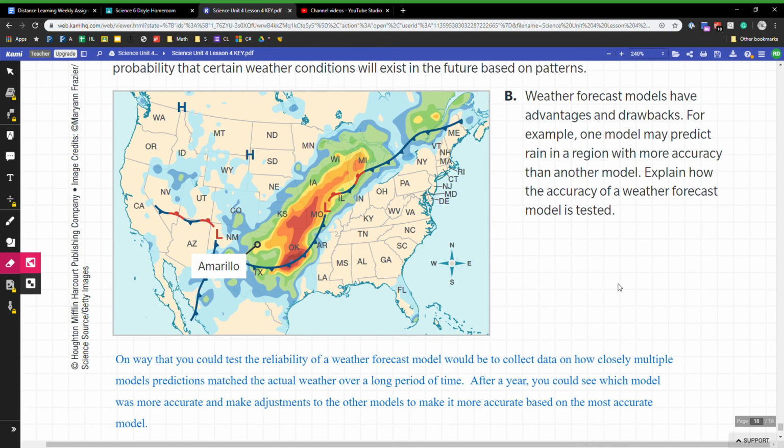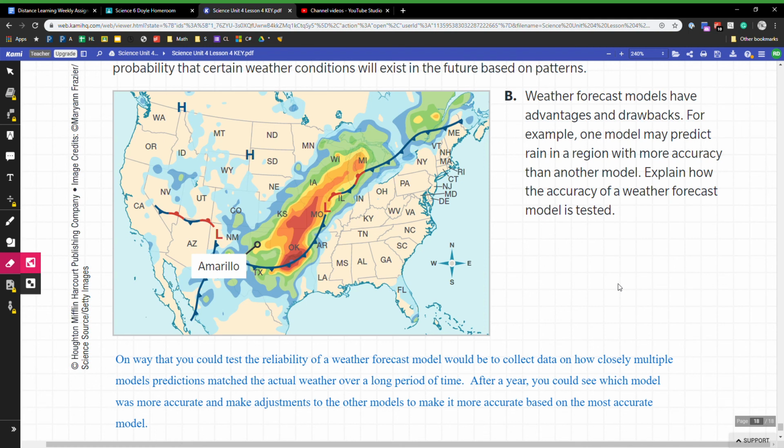Actually, in the United States, pretty much every news network uses the same exact models based off of NOAA, which is the National Organization for Atmospheric, I can't remember what it stands for. But they all use the same thing. So, but how does that organization's models compare with, let's say, another country's?